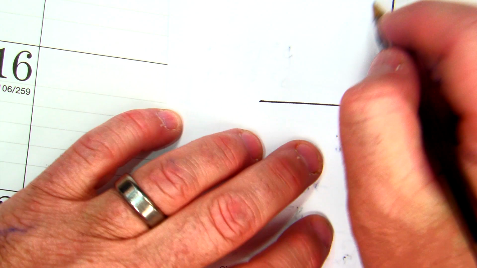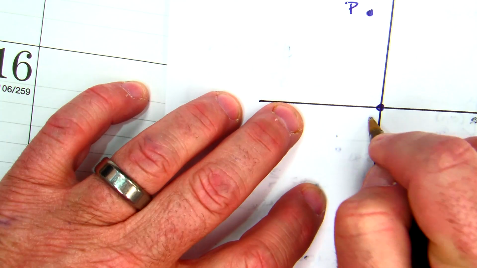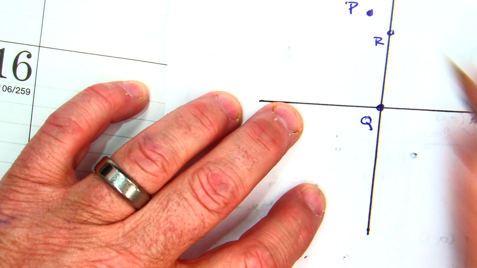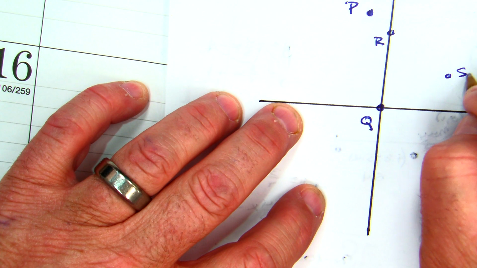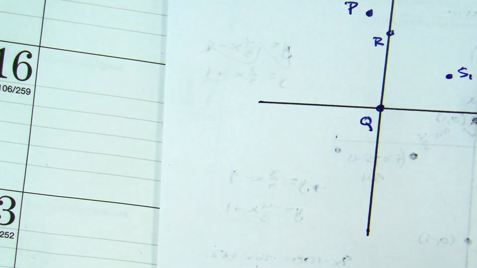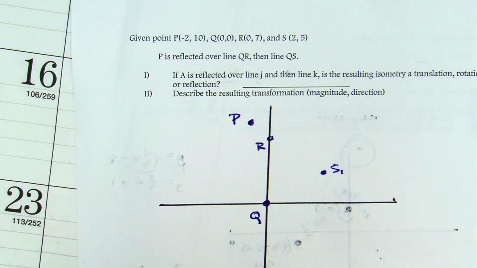P, negative 2, 10. Q, 0, 0. R, 0, 7. S, 2, 5. All right? So everybody good with those locations?